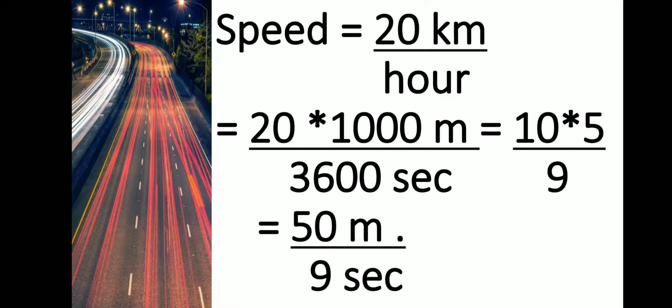Speed is equal to 20 km per hour. We are converting this kilometer into meter. We know 1 kilometer is equal to 1000 meter. So 20 kilometer is equal to 20 into 1000. 1 hour is equal to 3600 second. So 20 into 1000 meter divided by 3600 second gives us 50 by 9 meter per second.